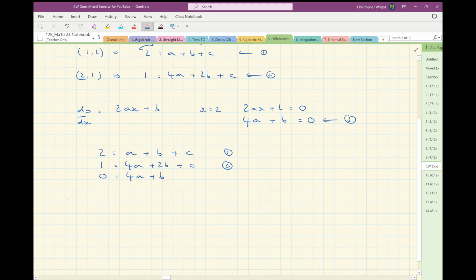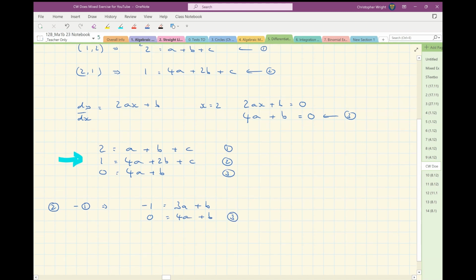Okay, well, let's do equation 2 minus equation 1, which will give me, I'm doing equation 2, this equation, subtract the one above it. Okay, so I'm going to have 1 minus 2, which is minus 1, equals 4a minus a, 2b minus b, and the c's go. So now I've got an equation here, and I've also got this equation here. That's equation 3, isn't it?